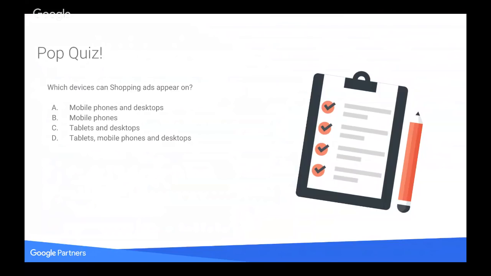Now, which devices can shopping ads appear on? A, mobile phones and desktops, B, mobile phones only, C, tablets and desktops, excuse me, or D, tablets, mobile phones, and desktops. Again, feel free to pop in your answers on the comment section while I go over and hop on to see what questions you've asked me today.